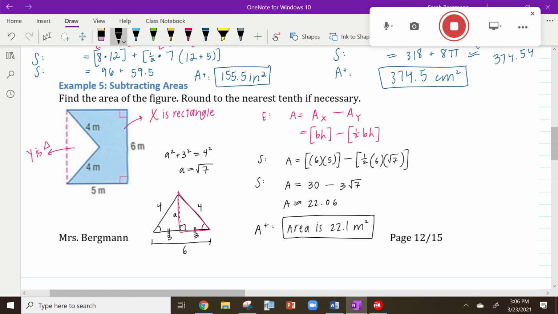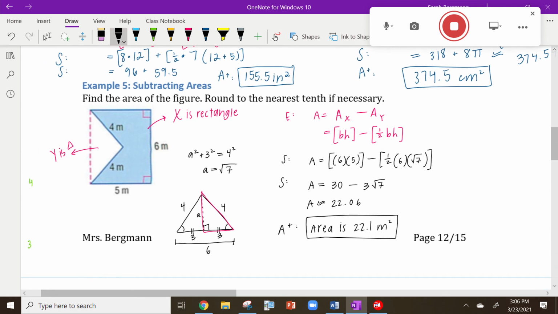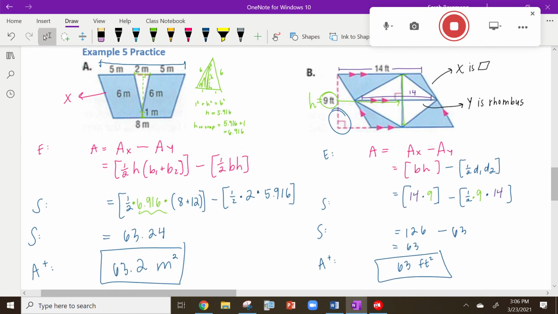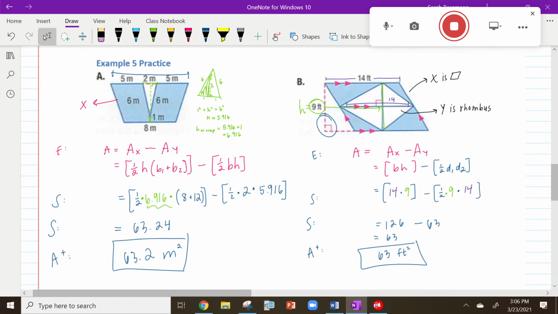On the next page, you will see 2 practice problems. I think it's actually on the same page for you. Here are the correct answers for those 2 practice problems. For part A, I used a trapezoid minus a triangle. For part B, I used a parallelogram minus a rhombus.